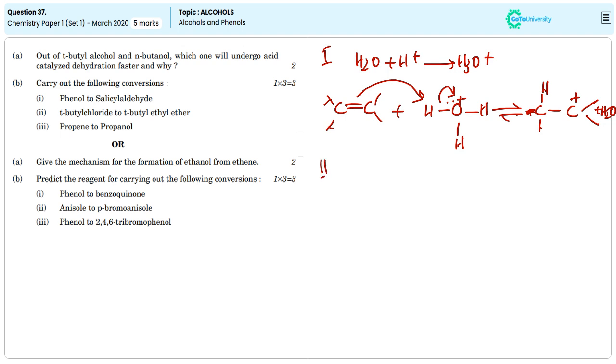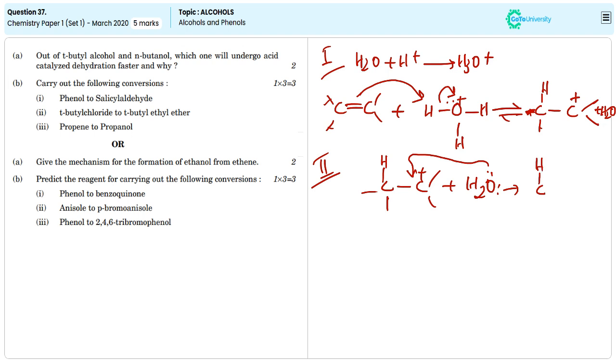Now, in the second step, this carbocation formed in the first step, with one hydrogen and the other two bonds already there, will react with the next water molecule. On the water molecule, there are two lone pairs of electrons. So, using one lone pair of electrons, it will attack the carbon and produce one hydrogen, two bonds, and here O, H, H. This is the water molecule and plus charge on oxygen.